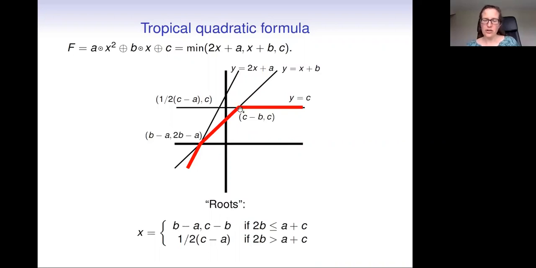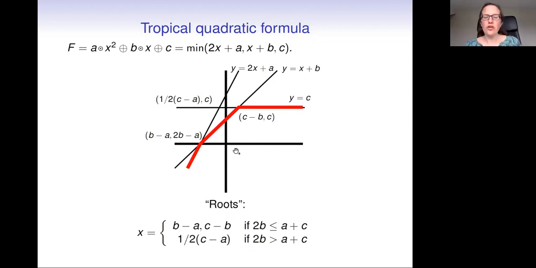And if we look at this picture, you can see when b is small enough to be in this range, the minimum is going to be achieved, if you do the algebra, at these points, c minus b and b minus a. Those are the 2 points where the minimum is achieved twice, where we're on both of these lines. And if you further do the algebra, you'll check that that happens when 2b is less than or equal to a plus c. But if b gets large, so this line disappears, we would only see this point here, half c minus a, and that's going to happen if 2b is at least a plus c.